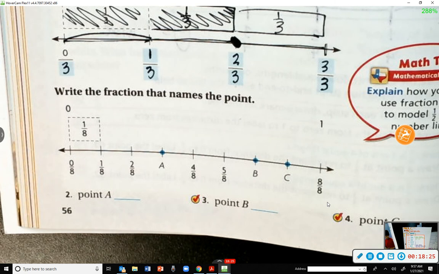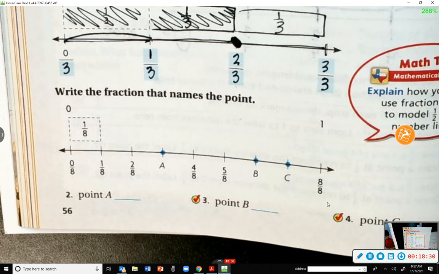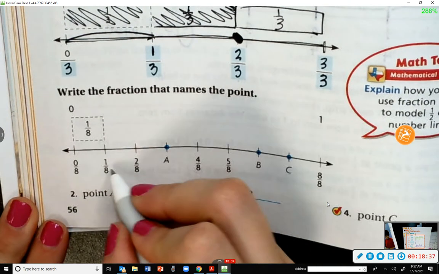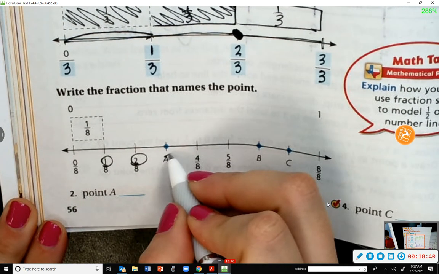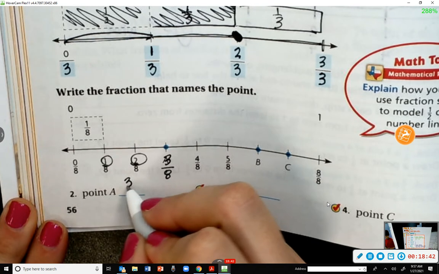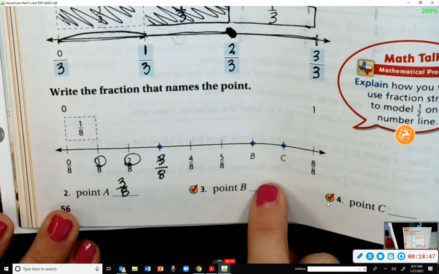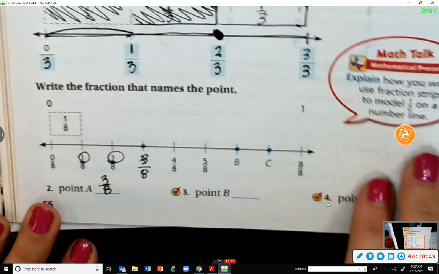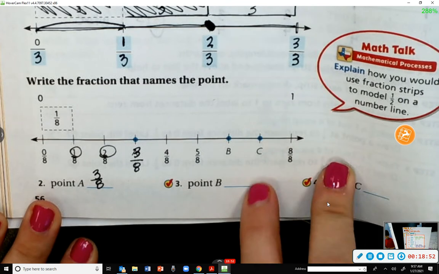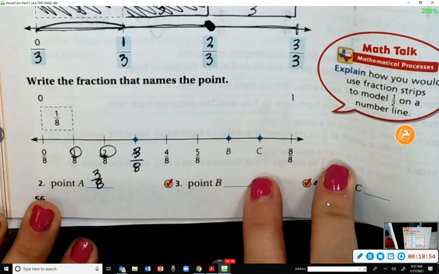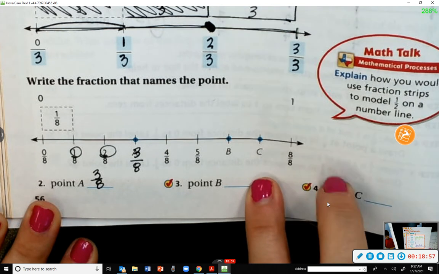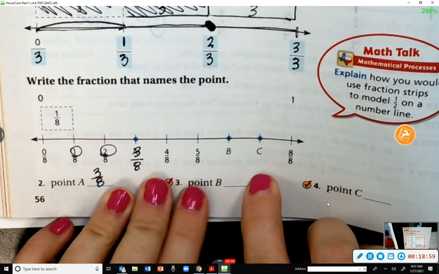Bryson has an answer. Devea has an answer. Okay. What'd you get, Devea? 3/8. Y'all agree? Yes. Okay, good. Good, because that's 1, 2, 3. Okay, point B. Bryson, what'd you get? 6. Okay, he says 6/8. So let's see.